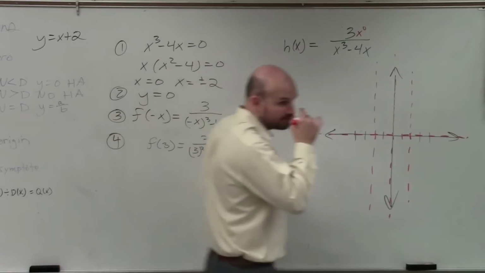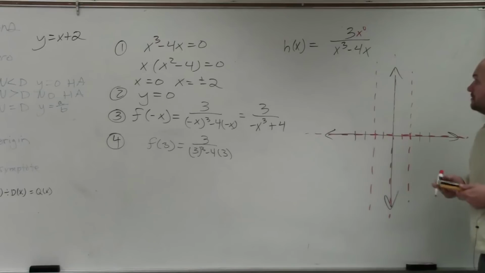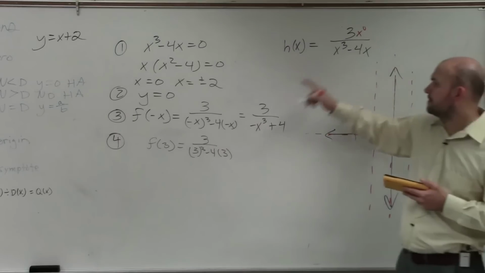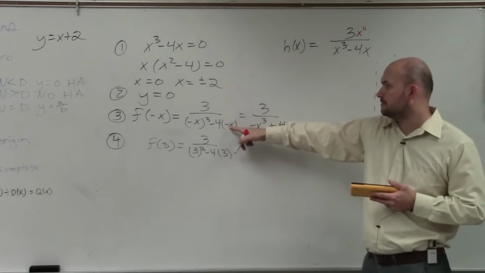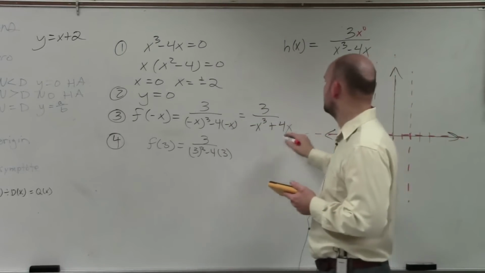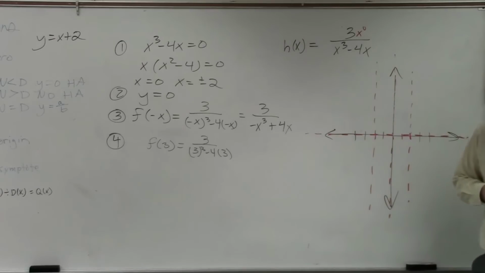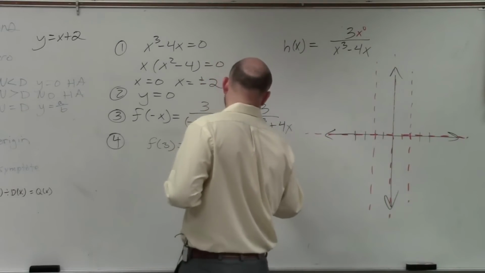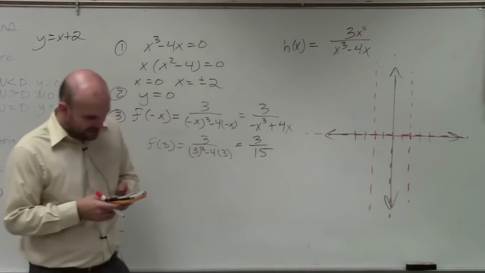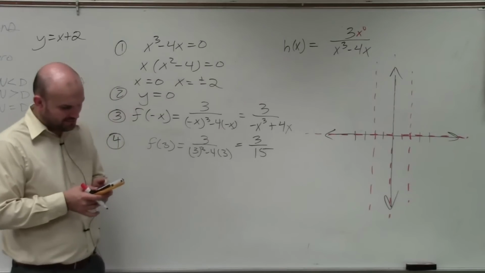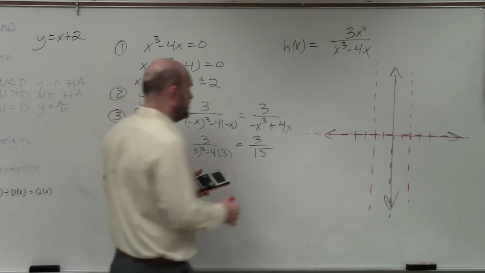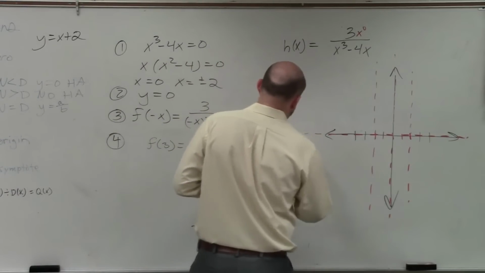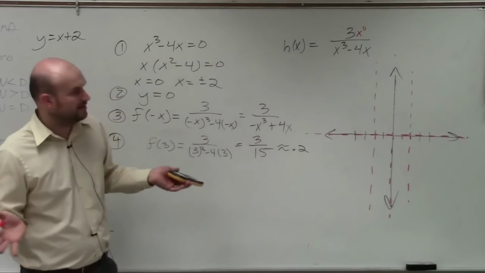What happened to the x? Oh, it's there. Sorry. So that becomes 27 minus 12, which is 15. 3 over 15 is approximately 1/5, which we can rewrite as 0.2. The only time I like writing them as decimals is when I'm graphing.